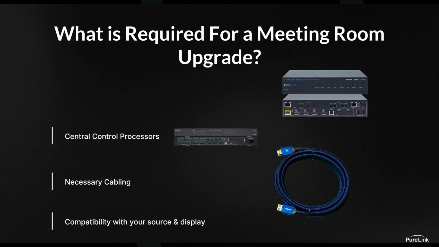And what is required for a meeting room upgrade, as we just mentioned? So you're typically going to need your presentation switcher or collaboration hub. You're typically going to need a central control processor if you want to have that ease of control and feedback for what is going wrong and not having to go back into a rack or behind the TV to see if something is unplugged. The necessary cabling, necessary and reliable cabling, of course. And then the compatibility with your source and display.